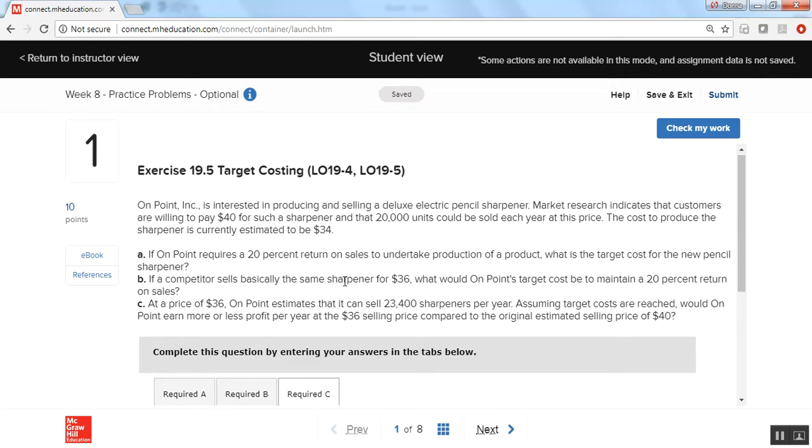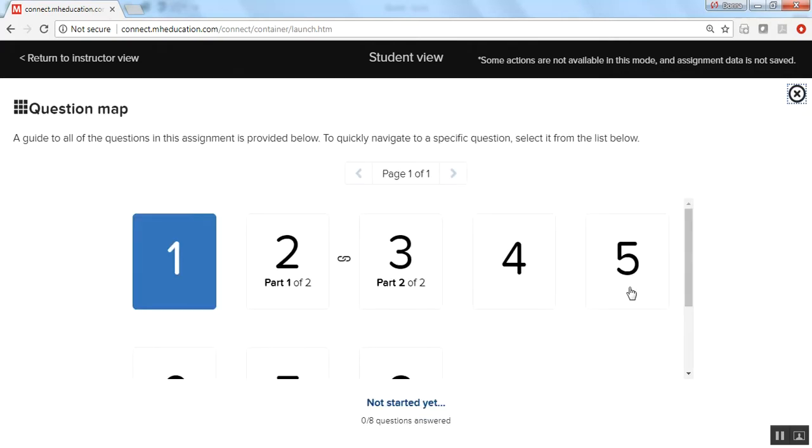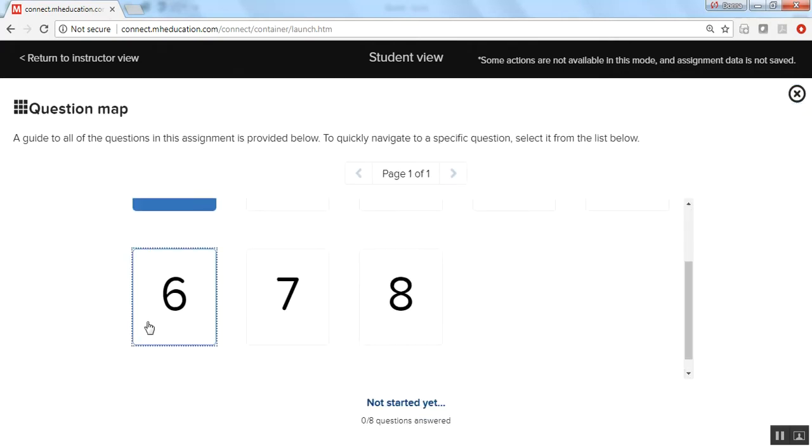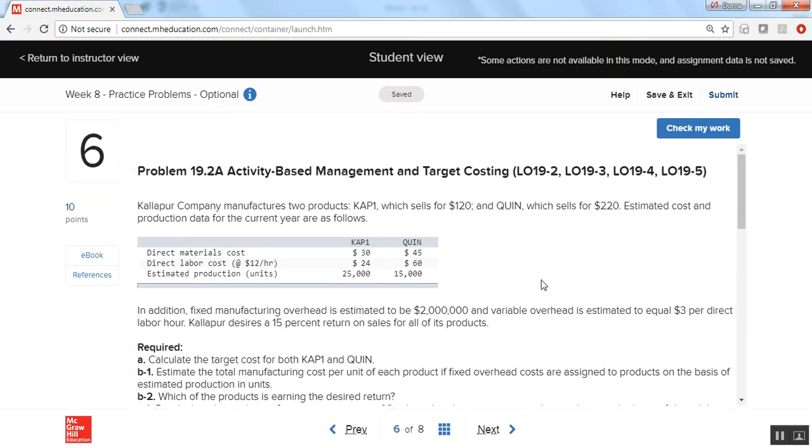Okay, let's move on to a more comprehensive example. Here we're looking at activity-based management and target costing. In this example, we're looking at using activity-based management in order to calculate our target cost. So here we're looking at two different products, KAP1 and Quinn. KAP1 sells for $120 and Quinn sells for $220. The estimated cost and production data for the current year is as follows in that table. So we're given our direct materials, direct labor, and our estimated production.